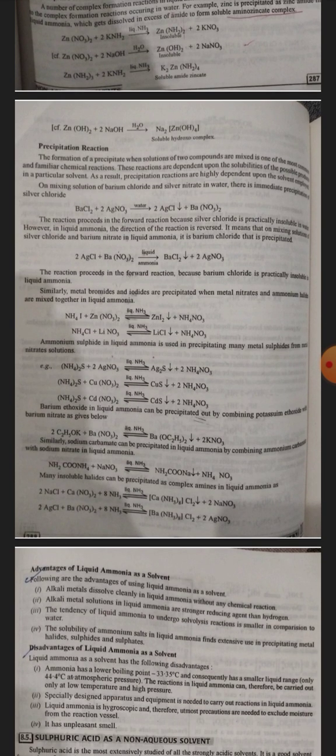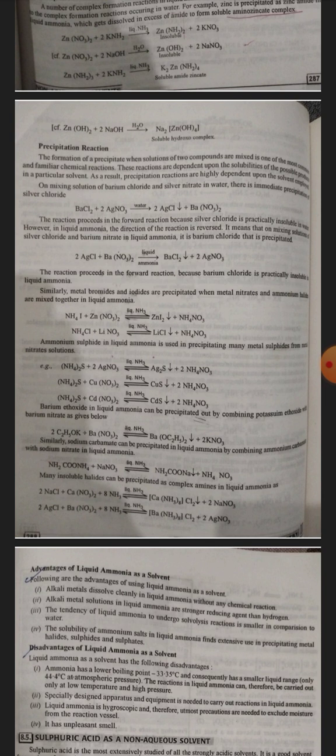Precipitation reaction. The formation of a precipitate when solutions of two compounds are mixed is one of the most common and familiar chemical reactions. These reactions are dependent upon the solubility of the possible products in the particular solvent. As such, precipitation reactions are highly dependent upon the solvent.